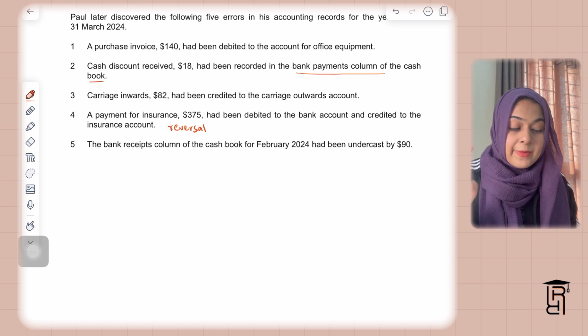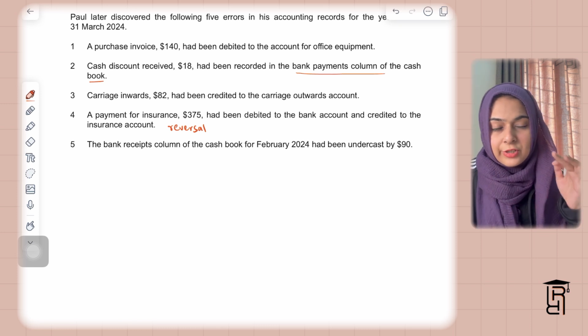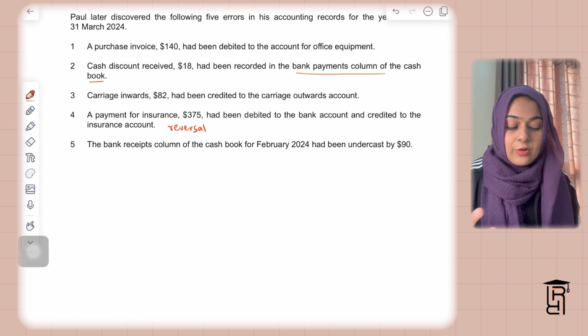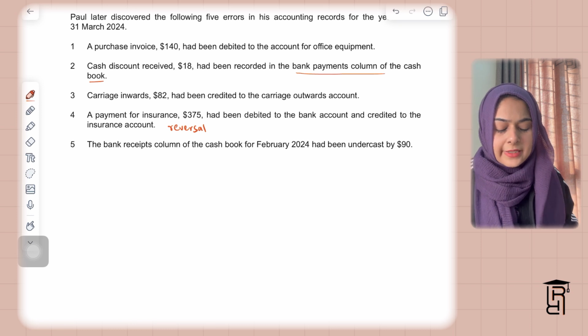But they have done the reverse thing. They have debited the bank account. Money comes into the business when you debit the bank account, but for insurance you are paying money, right? So you need to credit the bank account and debit the insurance account. But what they did was debit the bank account and credit the insurance account.